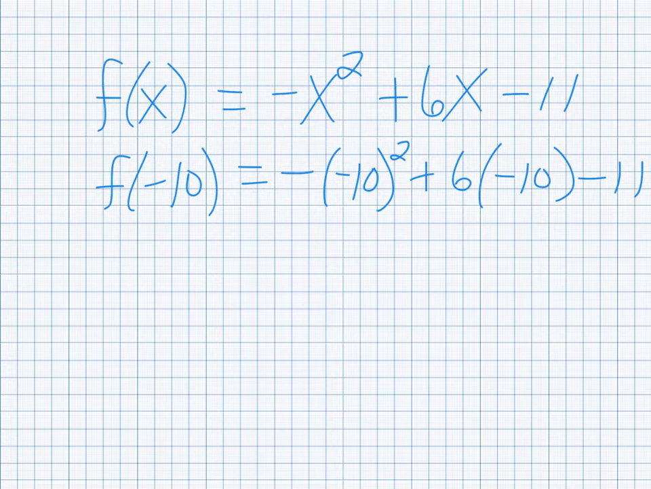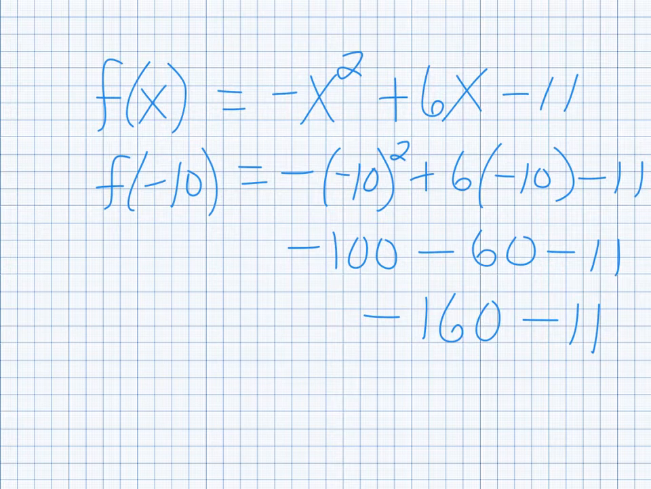All right? Negative 10 squared is 100. The opposite of 100 is negative 100. Plus 6 times negative 10 is negative 60. Plus negative 60 is the same as minus 60. Minus 11. So negative 100 minus 60 is negative 160 minus 11. Negative 11 is negative 10 minus 1. So that's negative 170 minus 1. That's negative 171. Negative 171 is our answer.